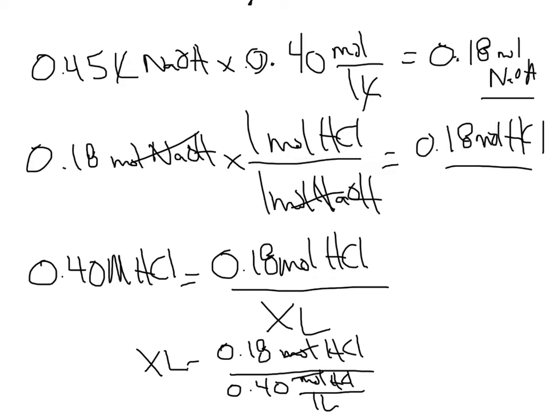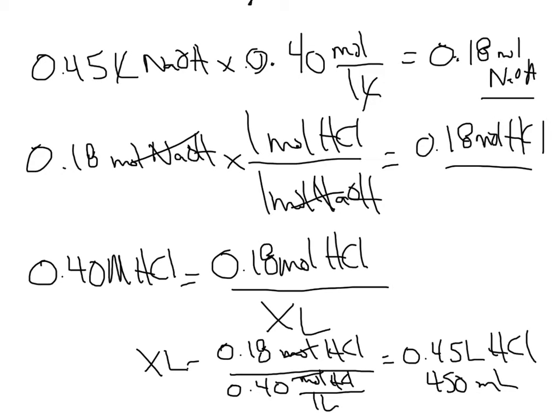Factor out my moles, okay, leaves me with that complex fraction of 1 over liters, which if you invert multiply, obviously, to factor out that label, okay, we're going to end up with 0.45 liters of hydrochloric acid, okay, which is going to be 450 milliliters of hydrochloric acid.